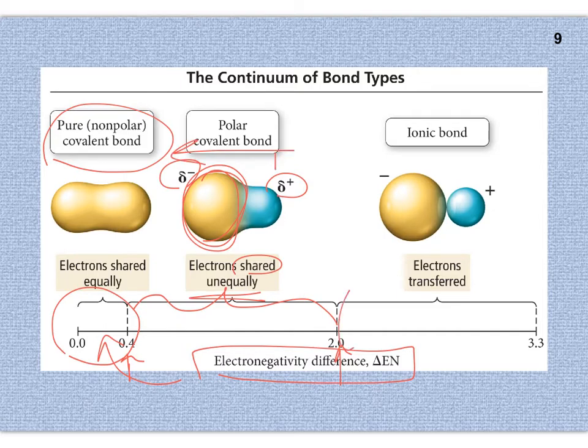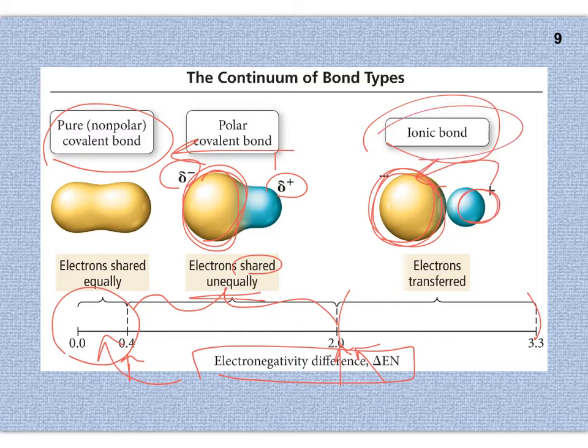Now, if the electronegativity between the two atoms that are bonding is huge, that is greater than 2, it's a full ionic bond. It just means one of the atoms wants that electron so badly and the other one doesn't care that much, that actually there is an electron transfer and we have an ionic bond.